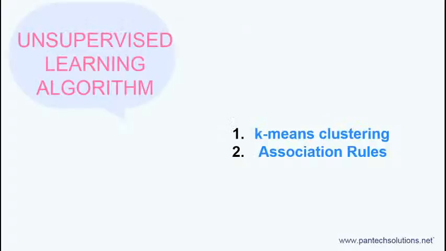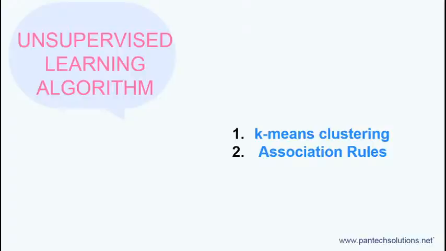Okay, so in unsupervised learning we have two types of algorithm: k-means clustering and association. I am telling you mostly about these, though we have a larger number of algorithms in supervised learning also, like random forest, XGBoost, or gradient boosting, like that. But I am telling you some of the important algorithms.